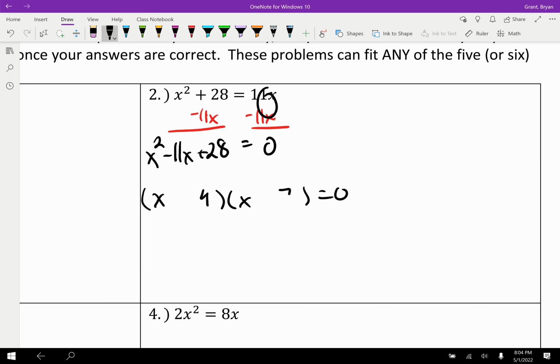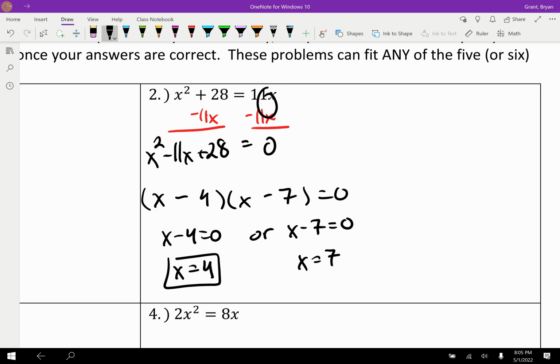You might say, ooh, 4 times 7 is 28, but 4 plus 7 is positive 11. Let's make them both negative. Negative times a negative is a positive, but adding two negatives together keeps it negative. Two equations, x minus 4 equals 0, or x minus 7 equals 0, and we finish solving. 4 and 7.